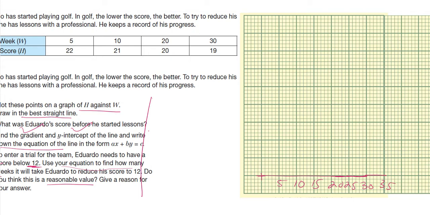So over here, I'm using 10 units: 10, 20, 30, and 40. Okay, that's it. So now we have to plot the graph.